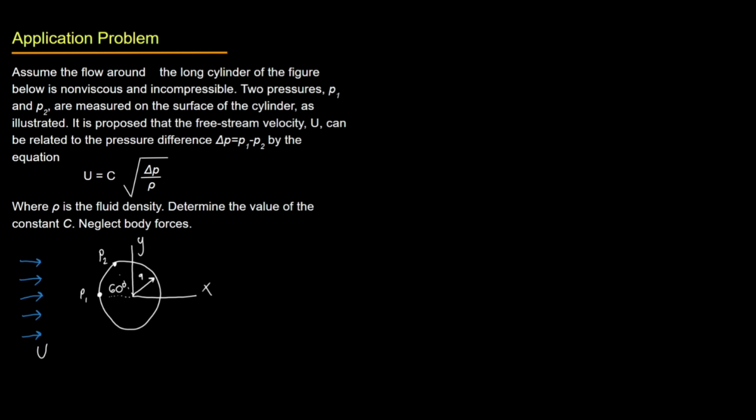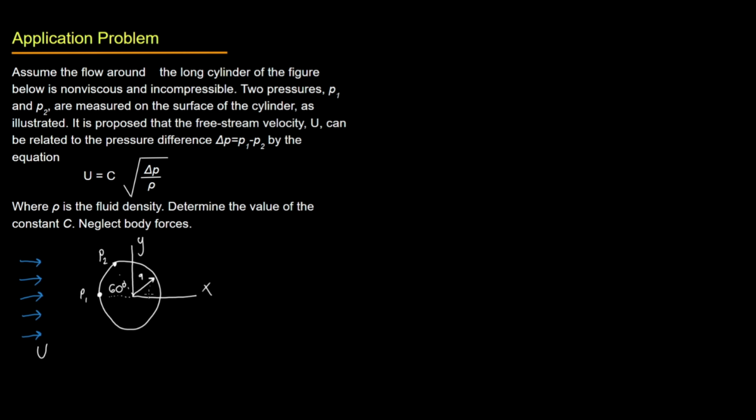In tonight's problem, we are going to assume the flow around the long cylinder in the figure shown below is non-viscous and incompressible. Two pressures, P1 and P2, are measured on the surface of the cylinder, as illustrated. It is proposed that the free stream velocity, u, can be related to the pressure difference, which is the difference between P1 and P2, by the equation shown, where rho is the fluid density. Our task is to determine the value of the constant c and neglect body forces in doing so.